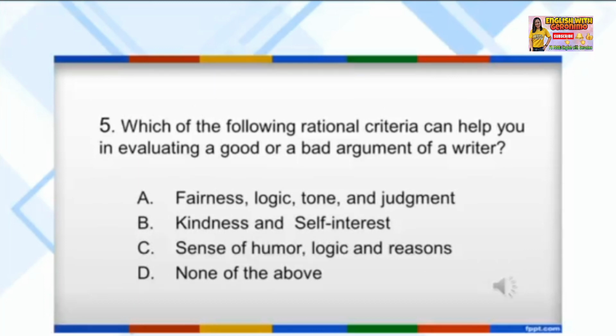Number 5. Which of the following rational criteria can help you in evaluating a good or a bad argument of a writer? A. Fairness, logic, tone, and judgment. Letter B. Kindness and self-interest. Letter C. Sense of humor, logic, and reasons. And letter D. None of the above.